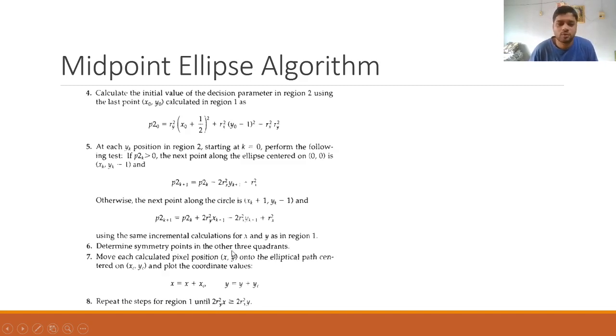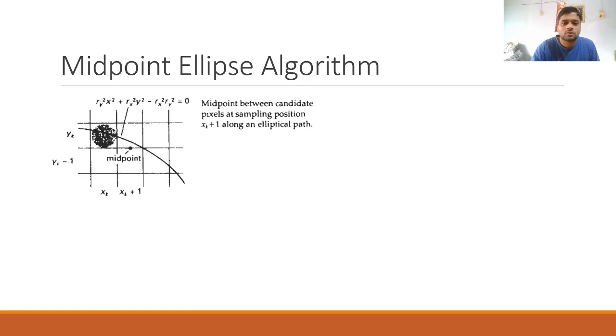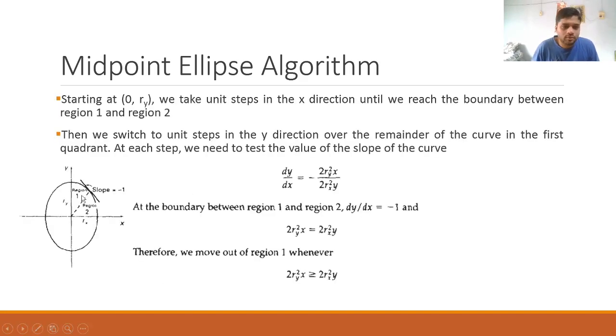Determine the symmetry of points. So what we are going to do is, again, determine the symmetry of points. I'm going to generate this curvature, and then I'm going to copy this 4 times in the remaining 4 regions. So even though we have divided this into 2 regions, we are plotting both the regions, and then we are going to copy this in the remaining quadrants.